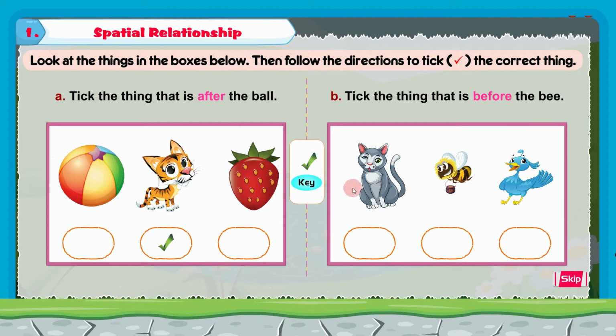The thing that is before the bee, this is bee. Before the bee is cat here. So, we have to tick the thing that is before the bee. This is bee and the thing before the bee is this cat. We are going to tick the cat here.